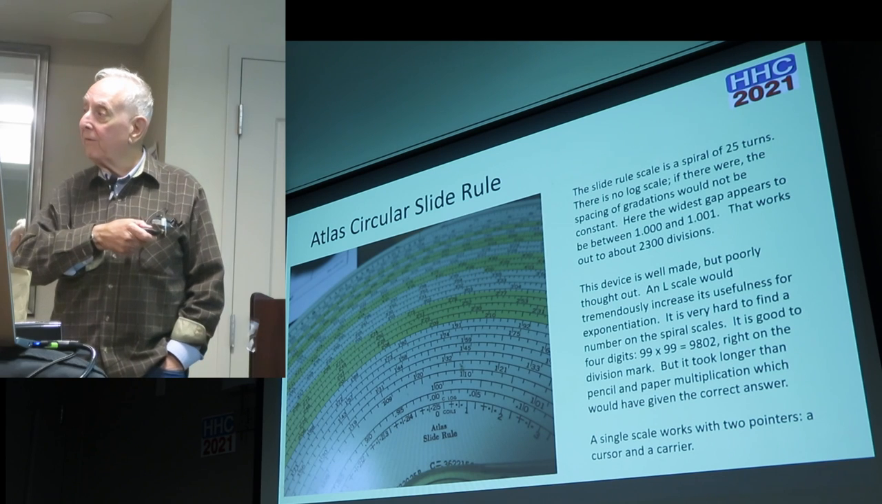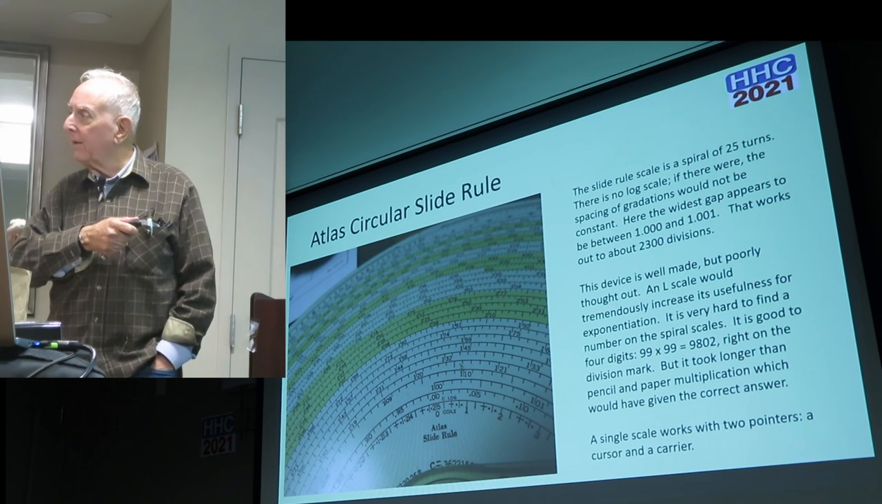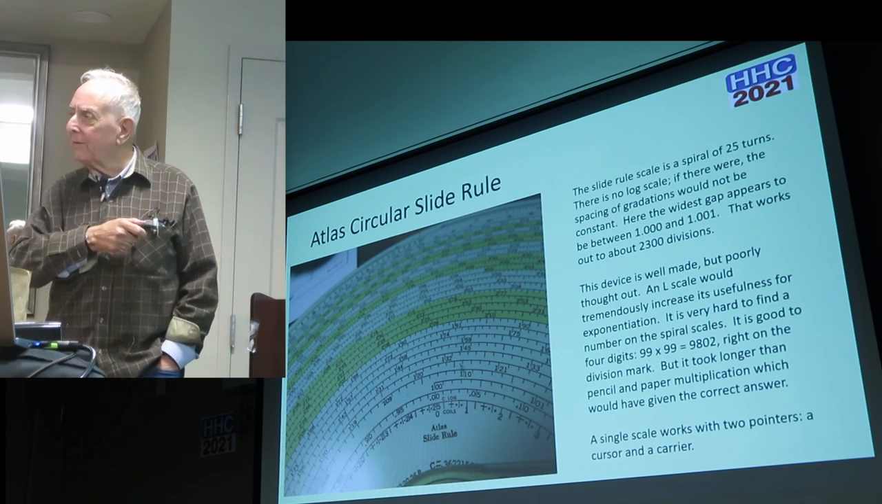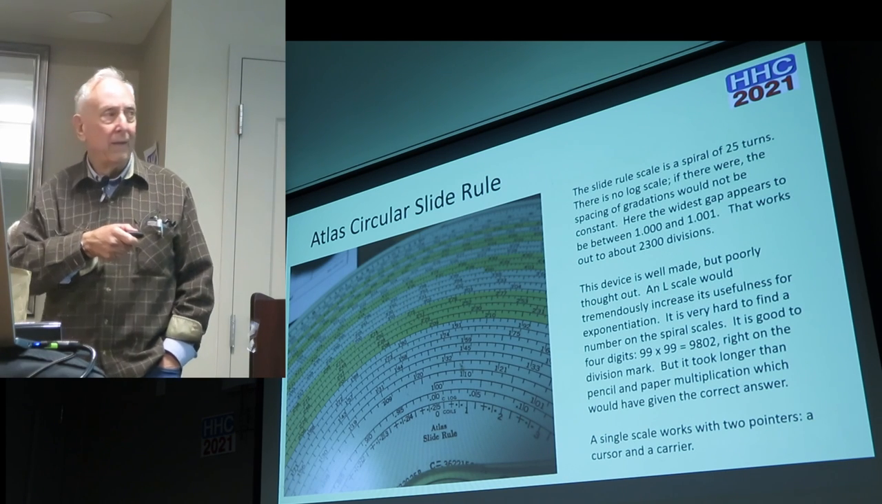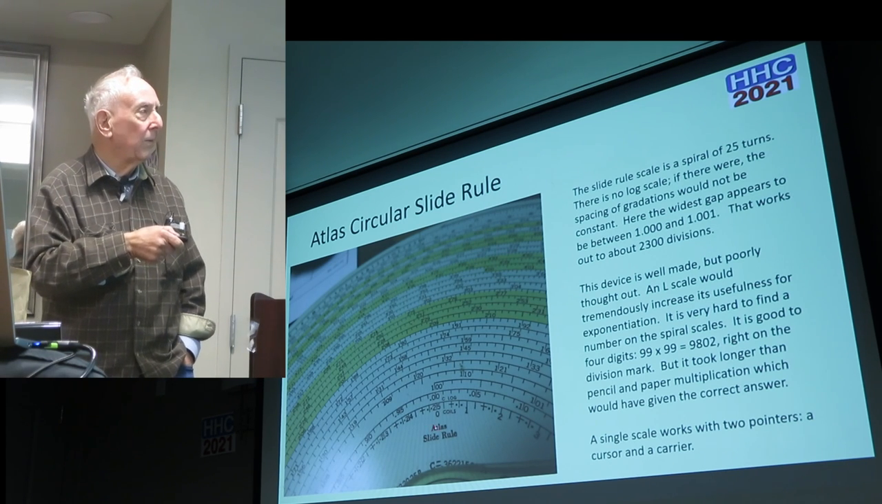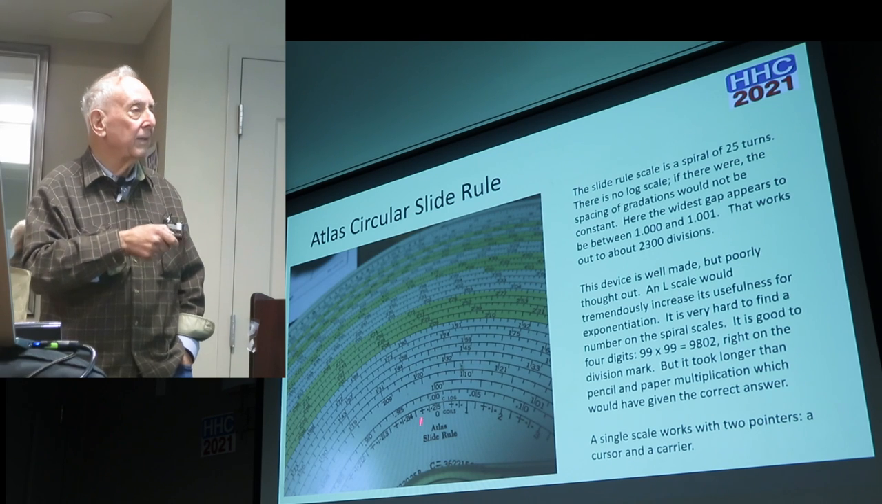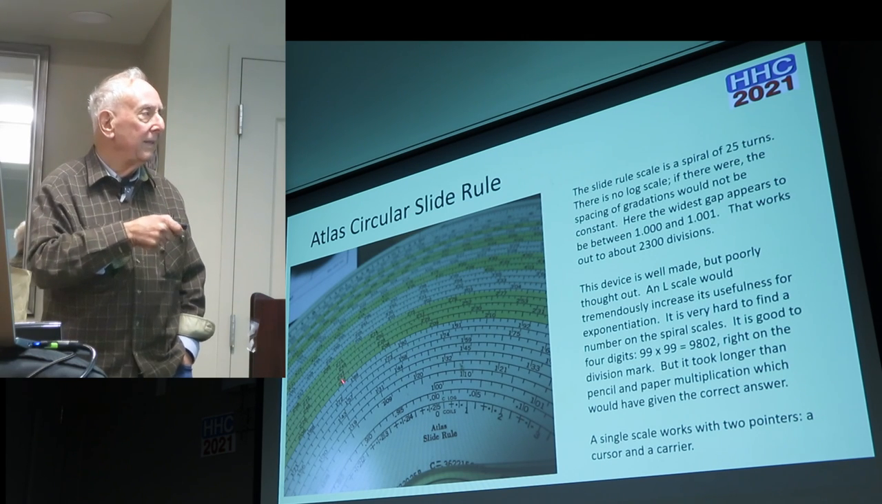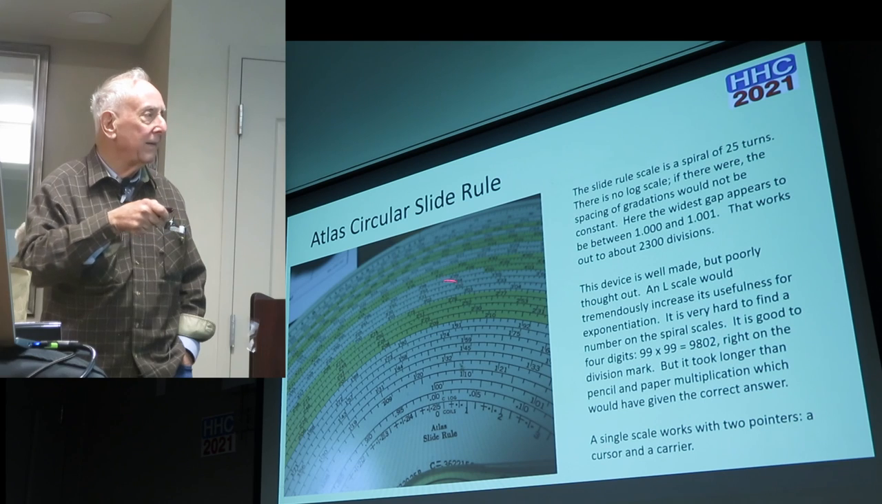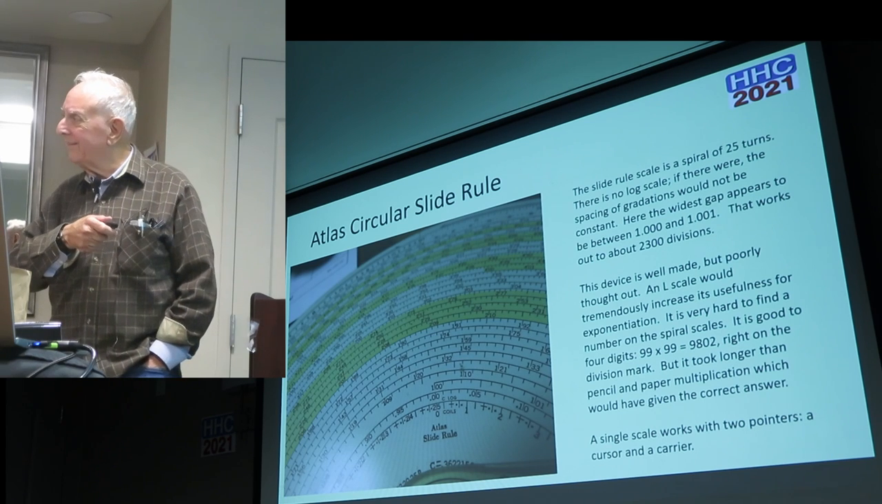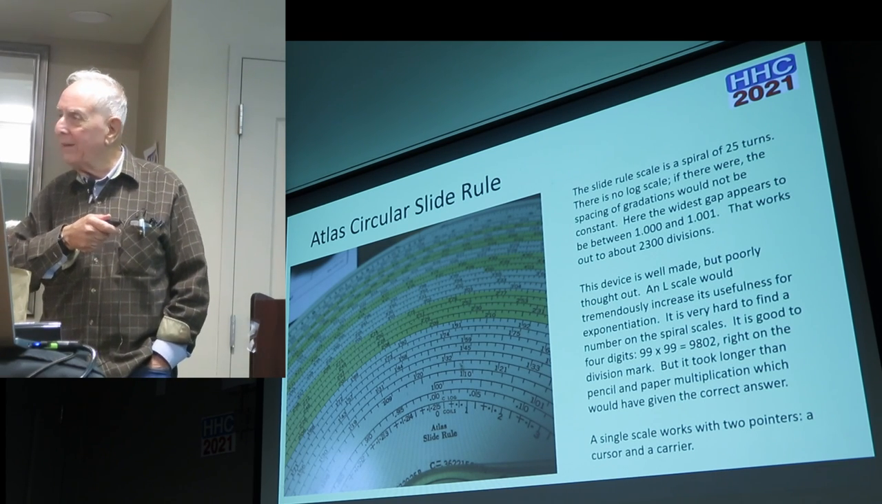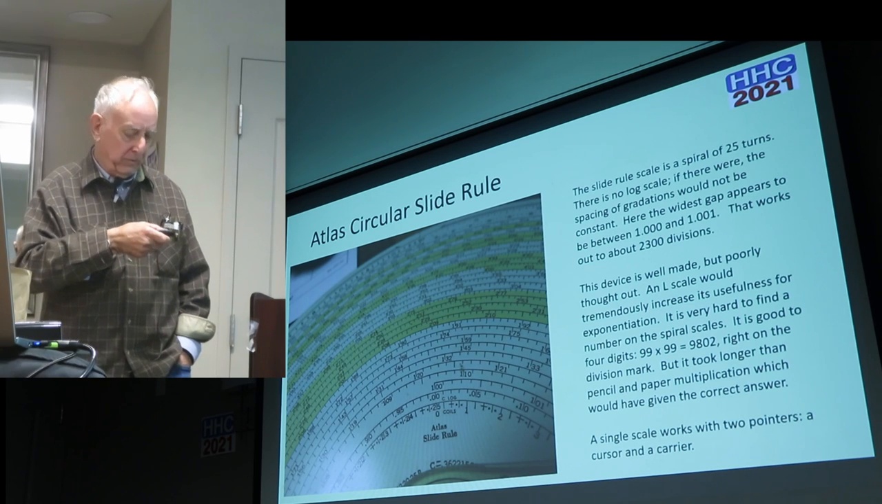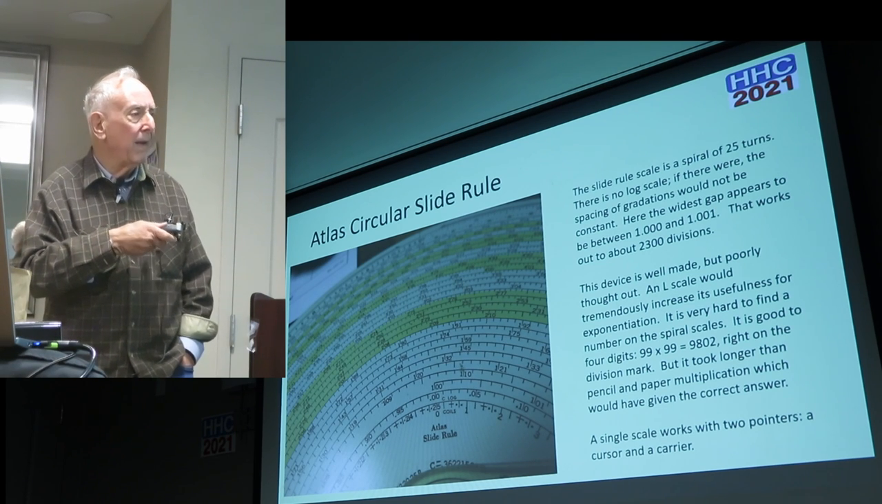I don't know if anybody's ever used one of these things. If you try to use one of these, first of all, it's very difficult just to find a number on there. You're wading through what, 20 different spirals, and you've got to go around and find the number. It doesn't really save you any time. It does give you an extra digit, but it doesn't really save you that much time.